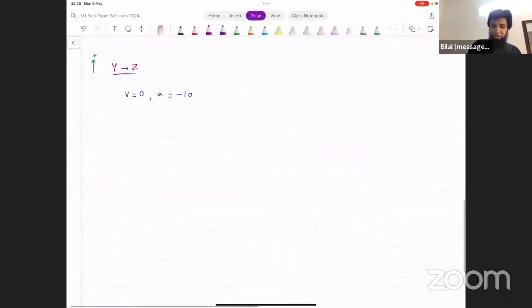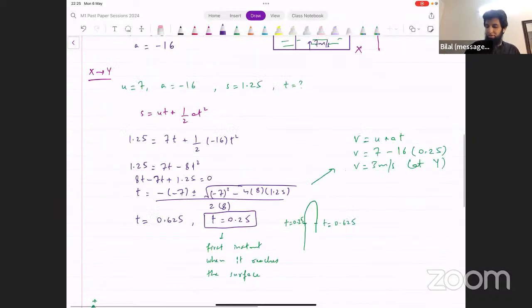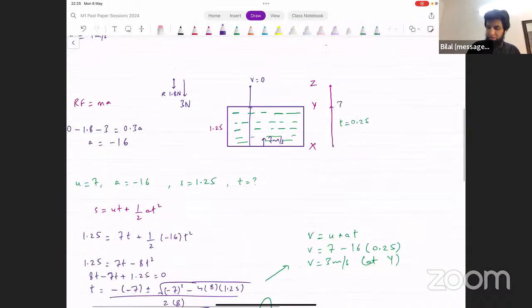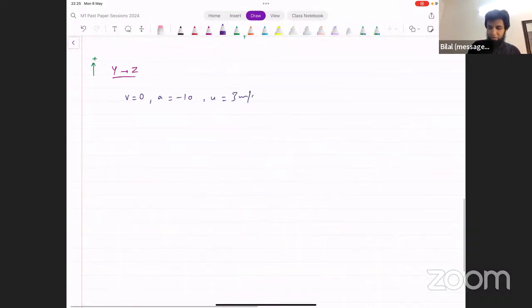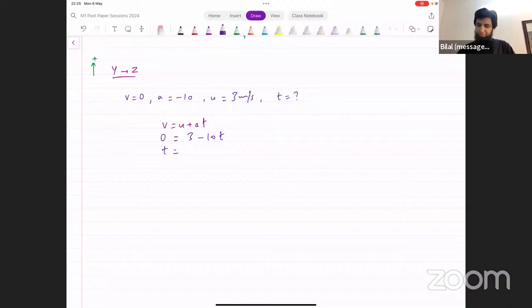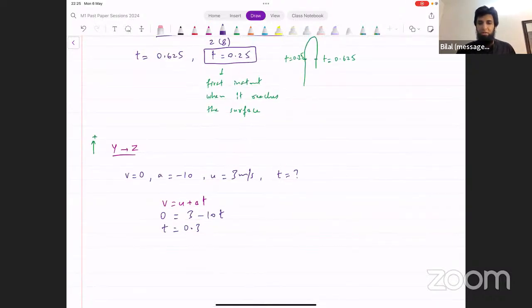In Y to Z part of the journey, now we know the initial velocity. The velocity at the point Y, that is 3 meters per second. So now we consider the time taken to go from Y to Z. Let's figure that out. Which equation do we use again? V equals U plus AT. What does that give us? 0 equals 3 minus 10 times t, and time from here turns out to be 3 over 10, which is 0.3. This is the time taken from Y to Z, okay?